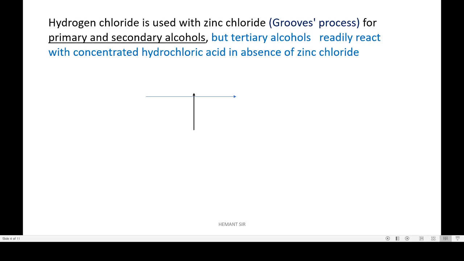Correct? Let's see the reaction. ROH is alkyl, means you can say alcohol. When this alcohol reacts with HCl and anhydrous ZnCl2 — actually, a mixture of HCl and ZnCl2 is called Lucas reagent. When this alcohol reacts with the Lucas reagent, it gives the alkyl halide plus water.